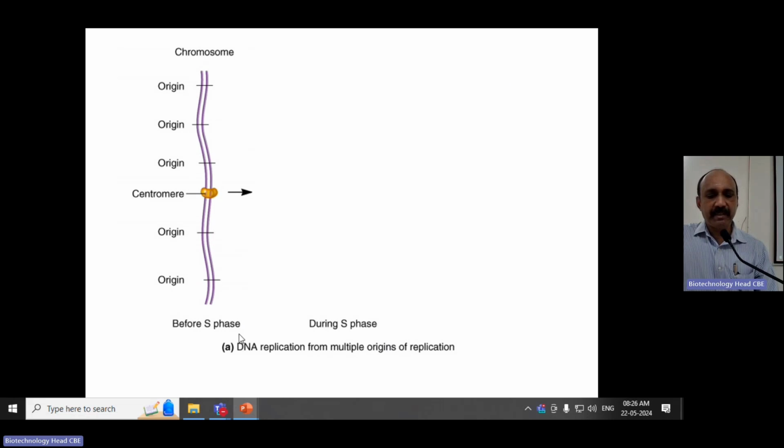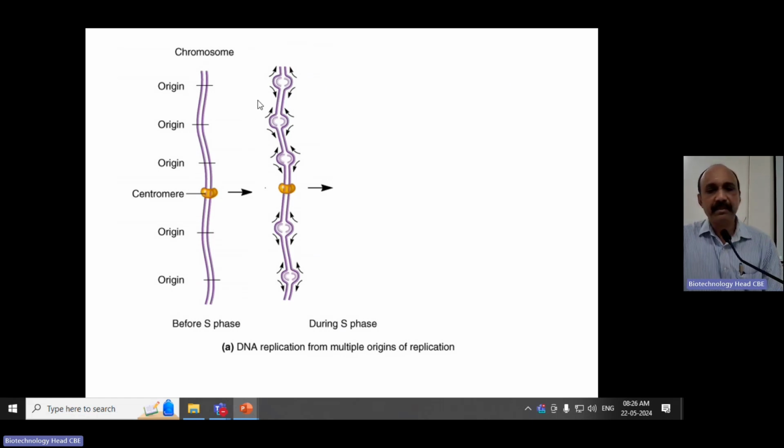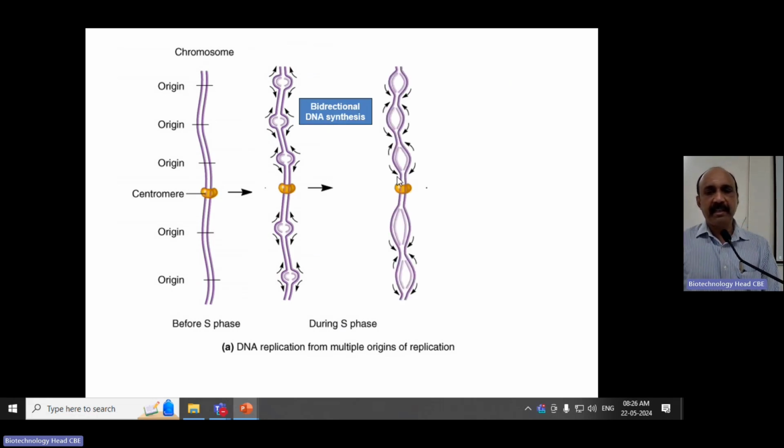During the S phase, before S phase the chromosome is intact, and during the synthesis of the DNA, there can be many replication forks at each of those origins of replication. This replication starts bidirectionally, and wherever the origin of replication is, there will be replication here. So there will be bidirectional DNA synthesis.